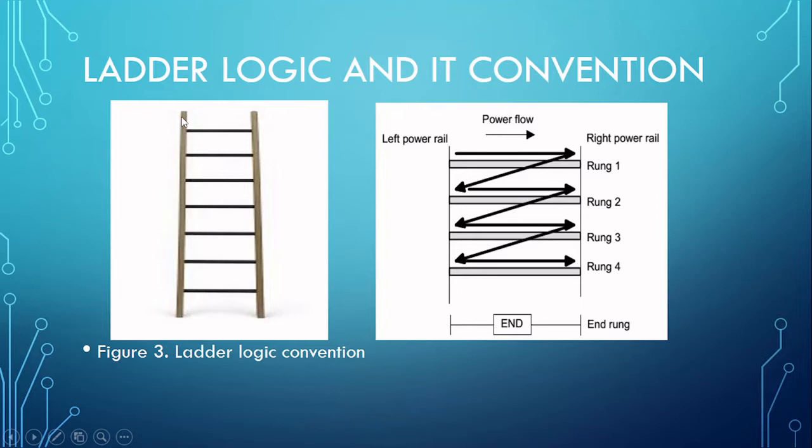So this diagram here shows how power flows on your ladder diagram. It flows from left to right, top to bottom, left to right, top to bottom, until the final run, which is the end run. So that is the diagram of your ladder.